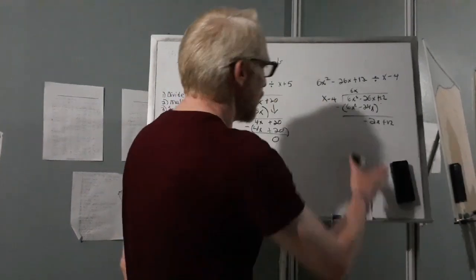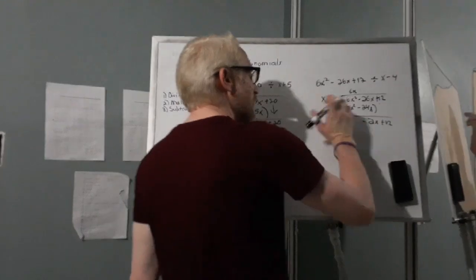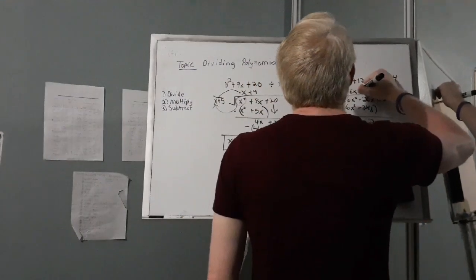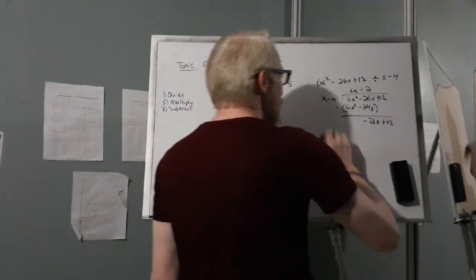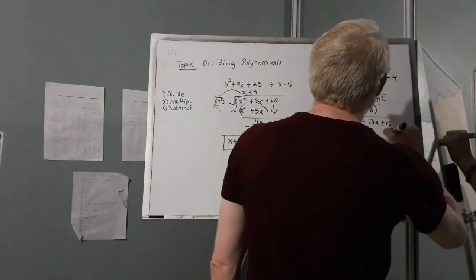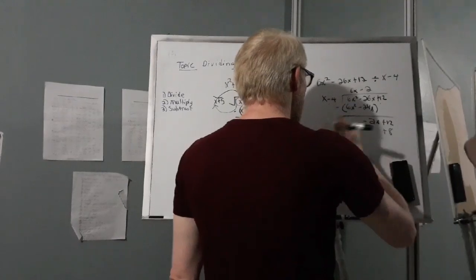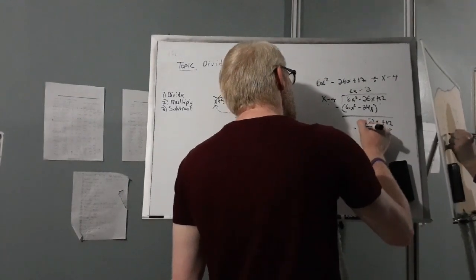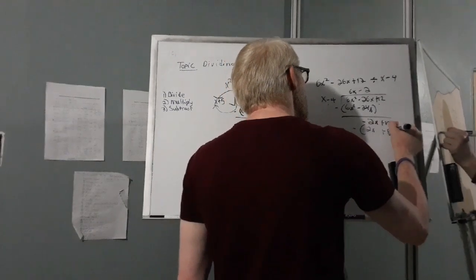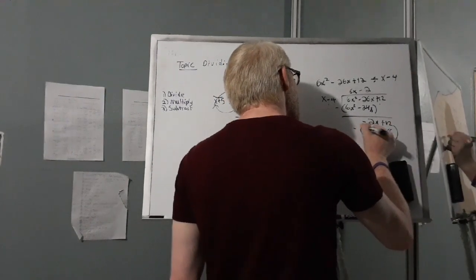Now we're going to repeat the same steps. So I'm going to divide. What am I going to divide? Negative 2x by x, and negative 2x divided by x is negative 2. So minus 2. And then I'm going to multiply, and negative 2 times negative 4 is plus 8, and negative 2 times x is minus 2x.